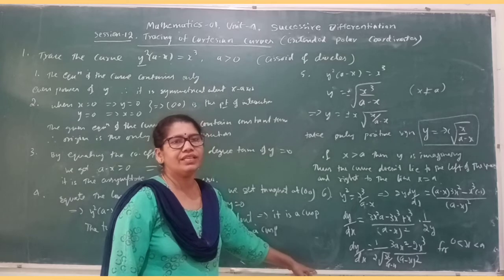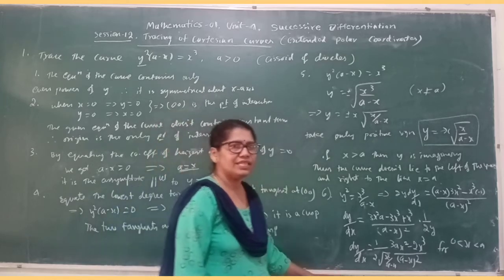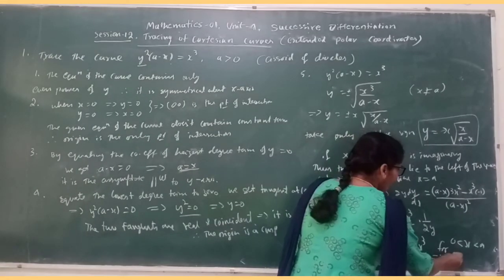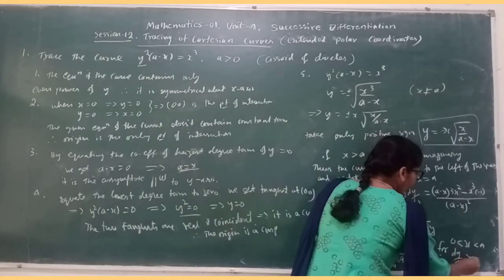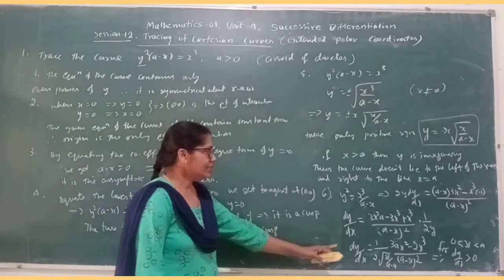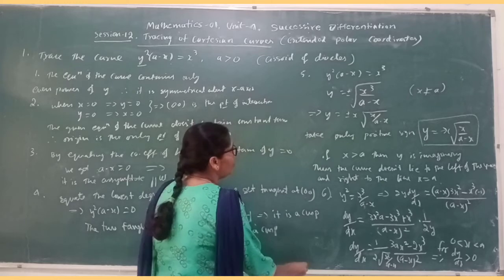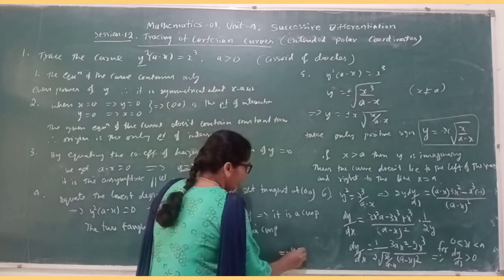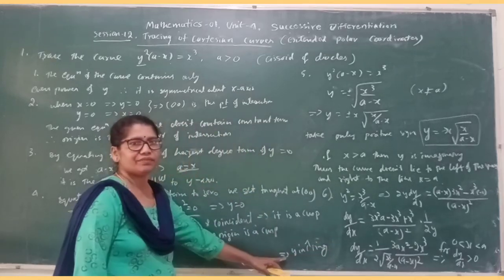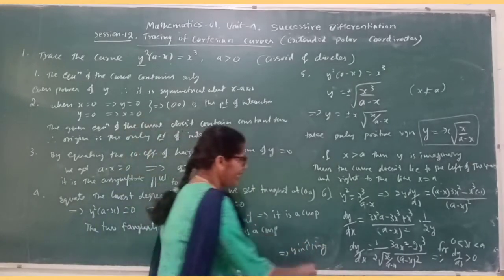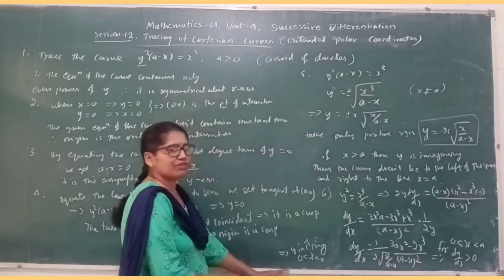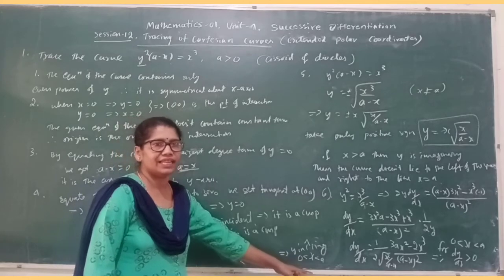Okay, so the curve is increasing. The curve is increasing in this area. See, this implies that dy by dx is always greater than 0. See, when dy by dx is greater than 0, which implies that y is increasing, in the region x varies from 0 to a.